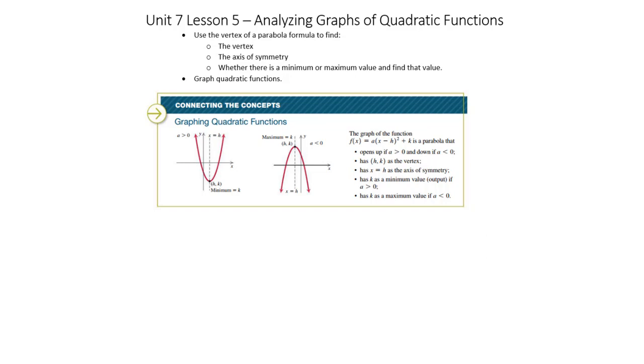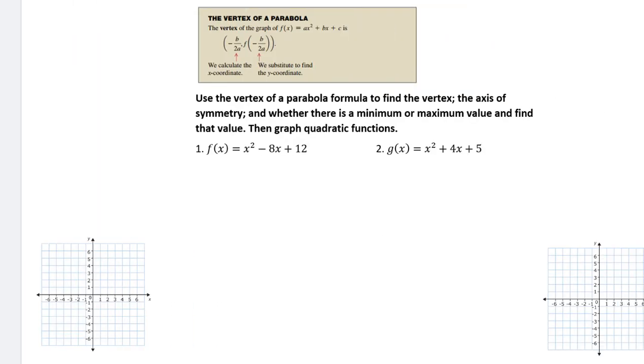In this lesson, we're going to be talking about the graphs of quadratic functions. We're going to figure out how to get the vertex using the vertex formula. We're going to find the axis of symmetry given the vertex, and then we're going to use that vertex to find the minimum or maximum value. After all of that, we're going to put it on a graph and look at it on the graph. Let's go ahead and get started with some examples.